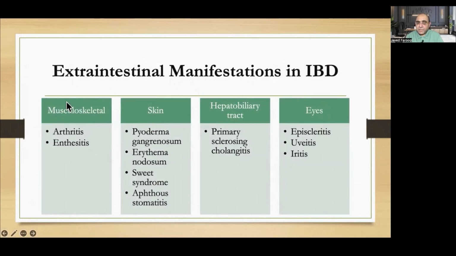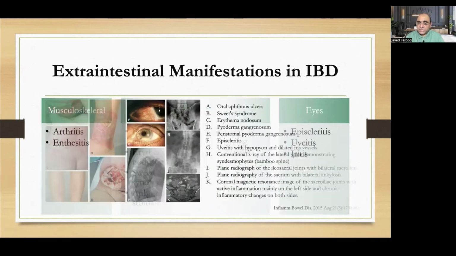And what are these? It's the musculoskeletal, skin, hepatobiliary, and eyes. In the musculoskeletal, arthritis and enthesitis. Then in the skin, pyoderma gangrenosum, erythema nodosum, Sweet syndrome, aphthous stomatitis. In the hepatobiliary, the manifestation is primary sclerosing cholangitis. And in the eyes, episcleritis, uveitis, and iritis. So all these are the extraintestinal manifestations of inflammatory bowel disease.